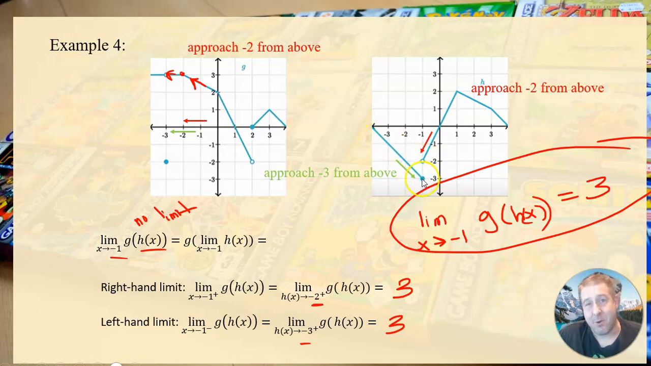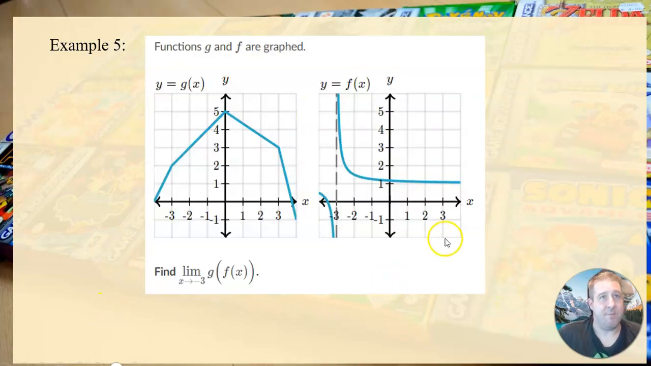So this is approaching -3 from above. So -3 from above is also reaching a height of 3. Okay, so maybe I did do the right ones. So this piece is approaching a height of 3. This piece is also approaching a height of 3. So yes, the left and right-hand sides are the same. So yes, this composite function does actually have a limit, despite the fact that it did not meet the criteria that we said from the beginning.